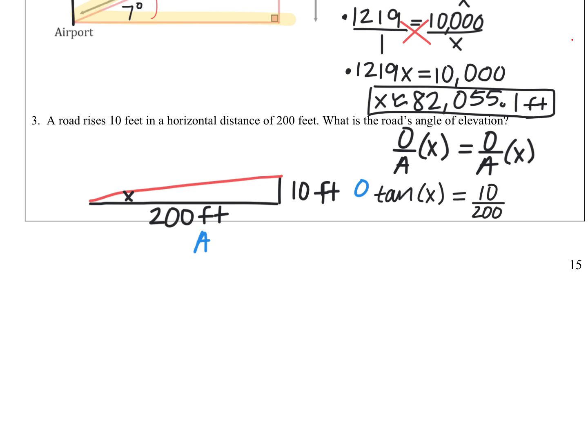Let's think back to Friday, please. We did this some yesterday too. How do I undo tangent? Tangent inverse on both sides. That'll cancel it out. And then you are taking the tangent inverse of 10 divided by 200. Use parentheses if your calculator requires it. So it's going up really gradually.